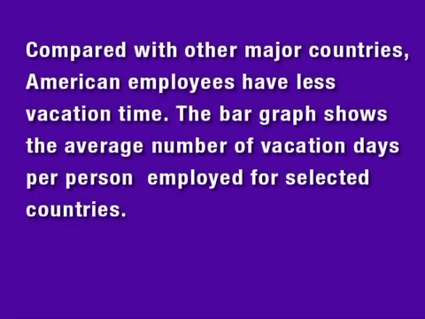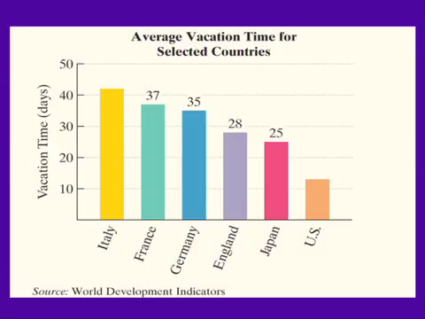Compared with other major countries, American employees have less vacation time. The bar graph shows the average number of vacation days per person employed for selected countries. So notice that along the horizontal axis we have the countries of Italy, France, Germany, England, Japan, and the US. Along our vertical axis we have the vacation time in days.